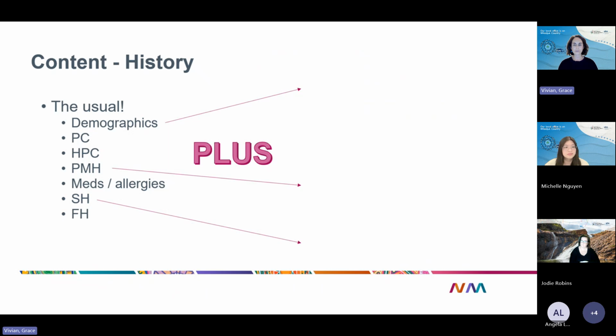Any first-year medical student will be able to rattle off this list: demographics, presenting complaint, history of presenting complaint, past medical history, medications, allergies, social history, family history, etc. We do add in a few other things as well. So for demographics, we want to know about the 5 identifiers, which are language spoken, need for an interpreter, country of birth, ethnicity, and date of arrival.